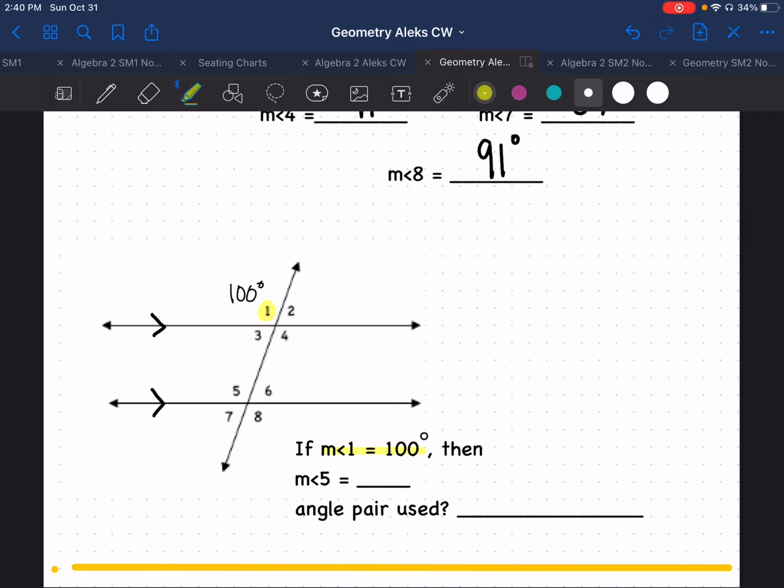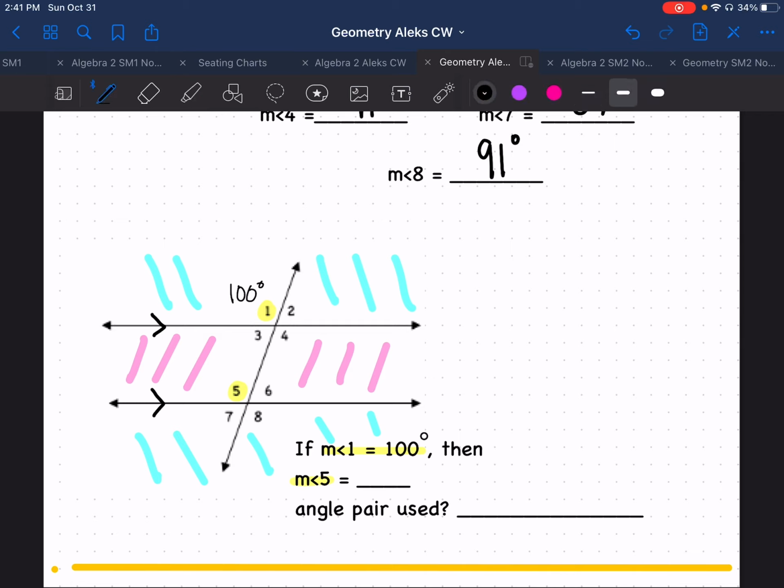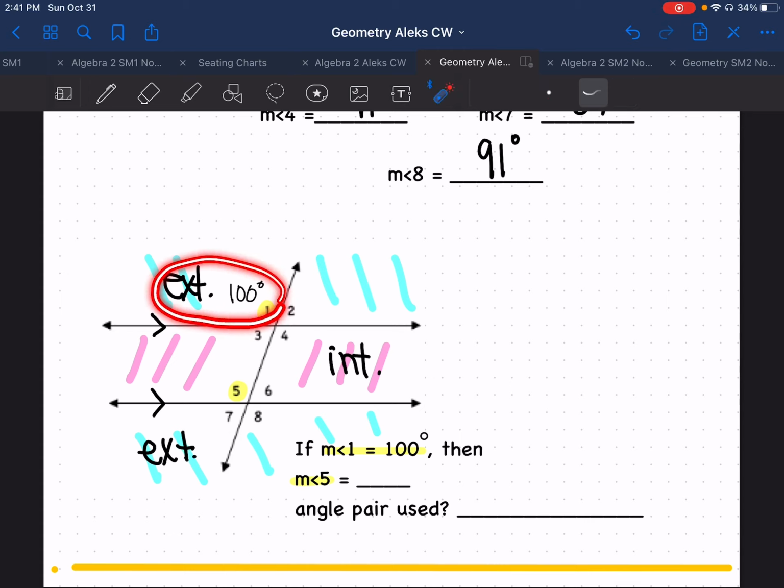All right, now I'm going to find where the other angle is that they want me to find. There it is. So I'm going to ask myself, what kind of angles are these? Remember, it's always a good thing to decide, are they interior or are they exterior angles? Well, if you can see by my highlighting, the pink is my interior and the blue are my exterior. Oh no, if you notice, angle 1 is exterior, but angle 5 is interior.